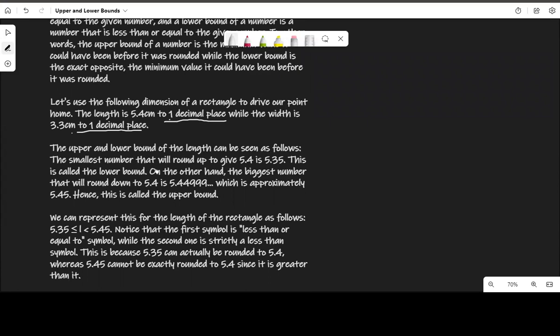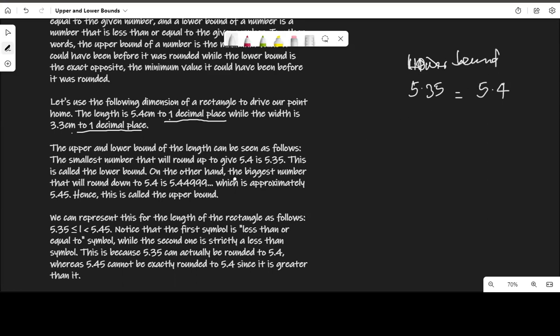The smallest number that we round up to give 5.4 is 5.35. Look at this, 5.35. When you round to 1 decimal place, you add 1 here, it becomes 5.4. So the lower bound of 5.4 is 5.35.